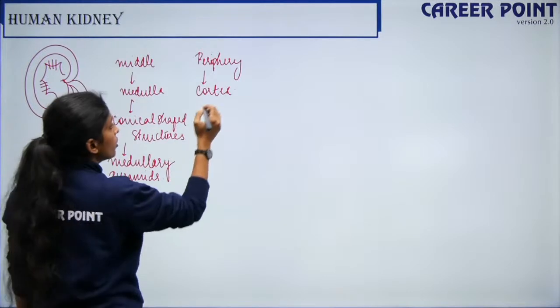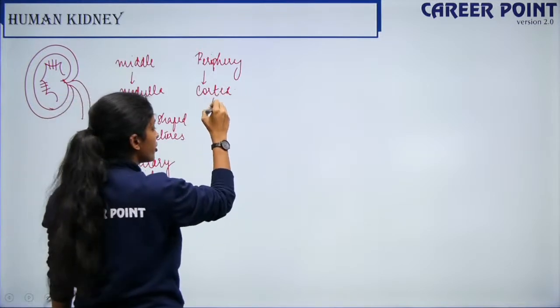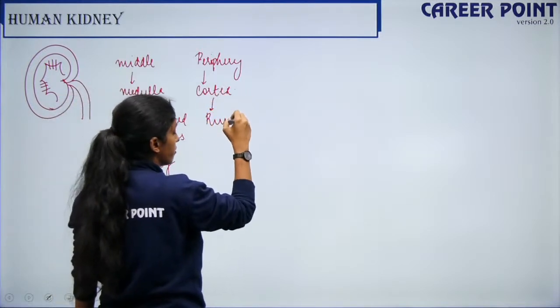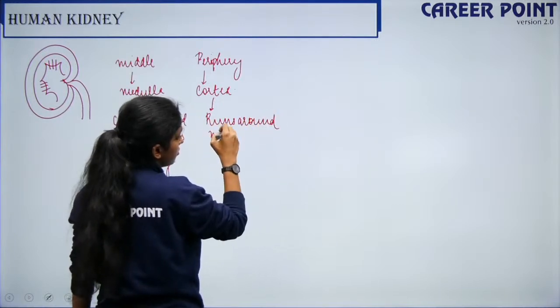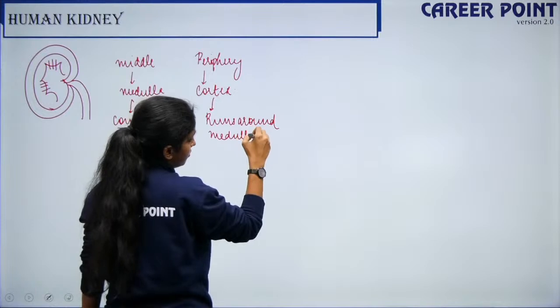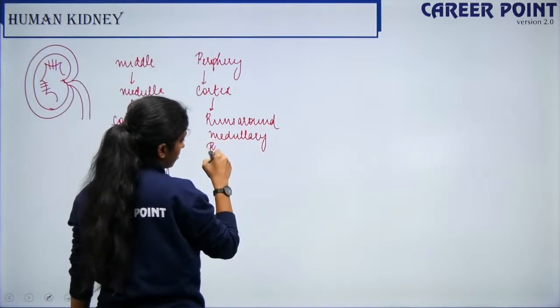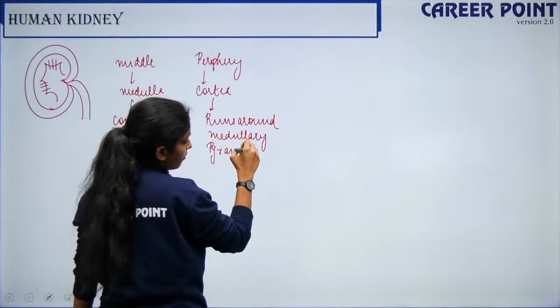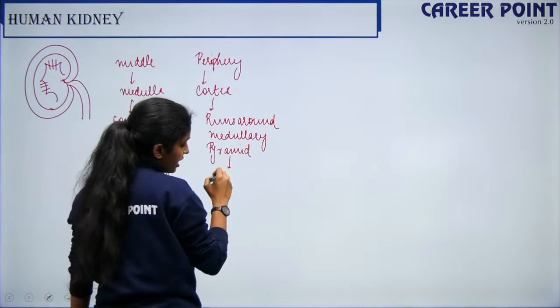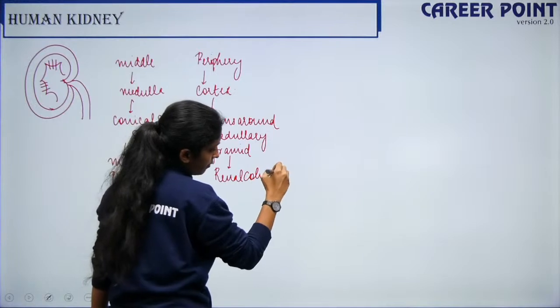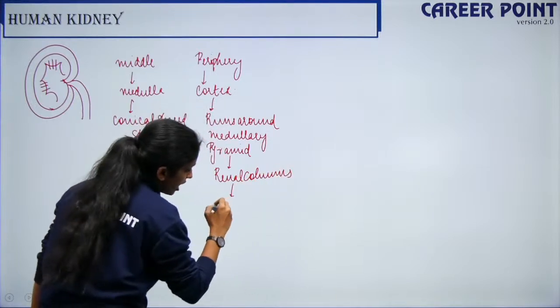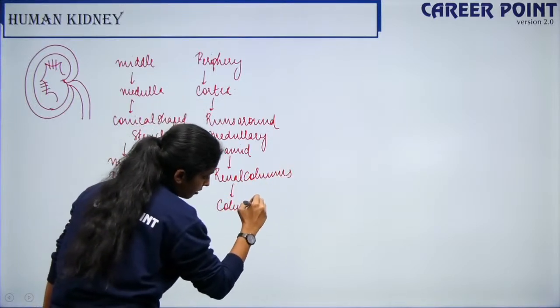So the cortex region runs around the medullary pyramid as renal columns, which is known as the column of Bertin.